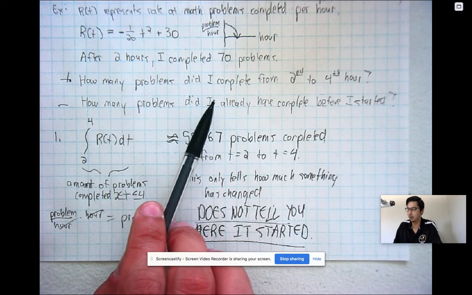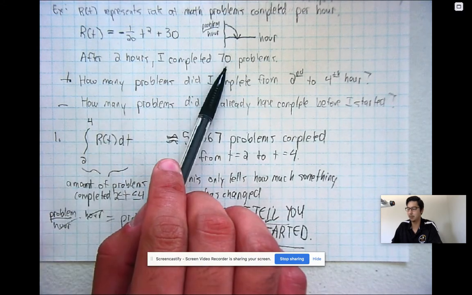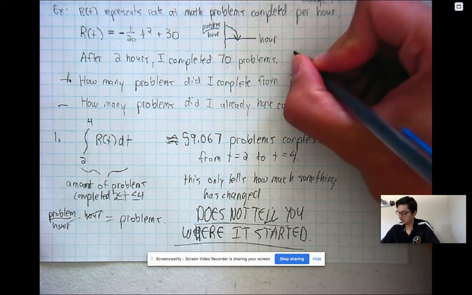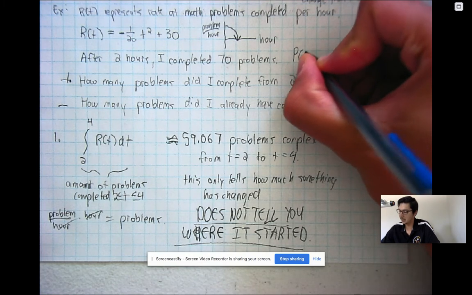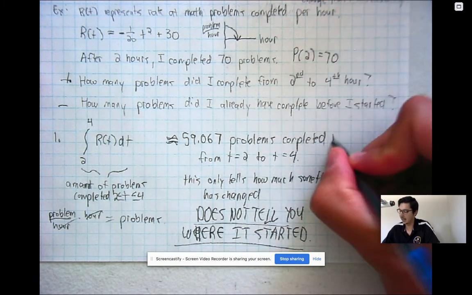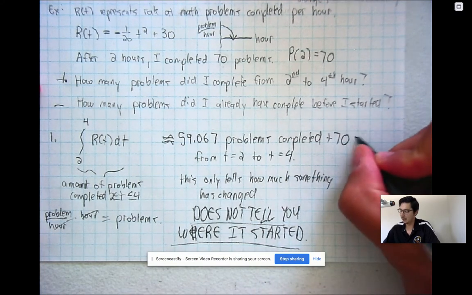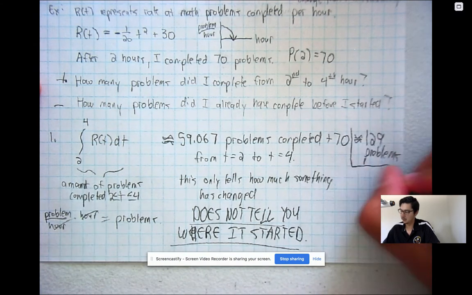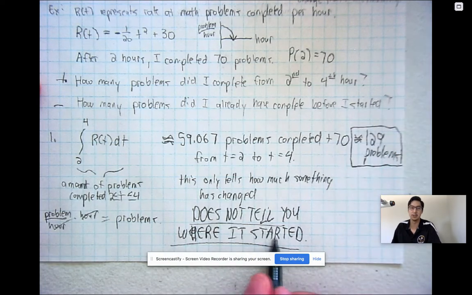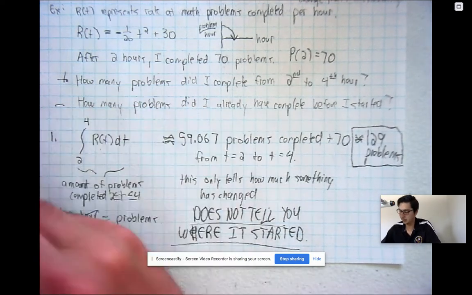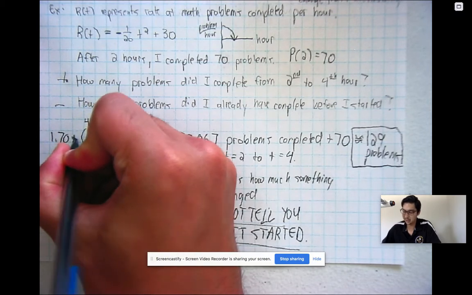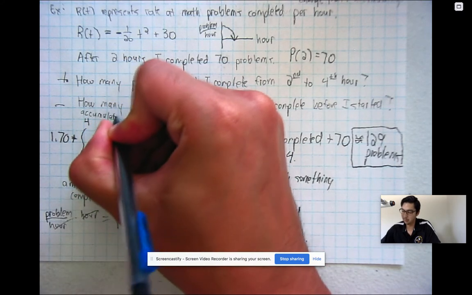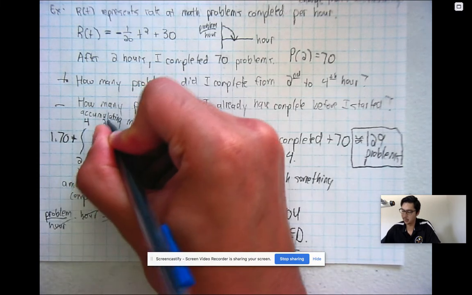did I complete? Well, notice that at the second hour, I completed 70 problems. So if there's a function, say the antiderivative of r of t is problems completed p of t, well, that means that p of 2 was 70, which is our starting value. So we actually have to add 70 to this, in which the actual answer is approximately 129 problems were completed. You have to account for a starting position. In this integral, what I could have done from the beginning is put 70 plus. I started with 70 problems, and I'm adding more from the second to fourth hour.